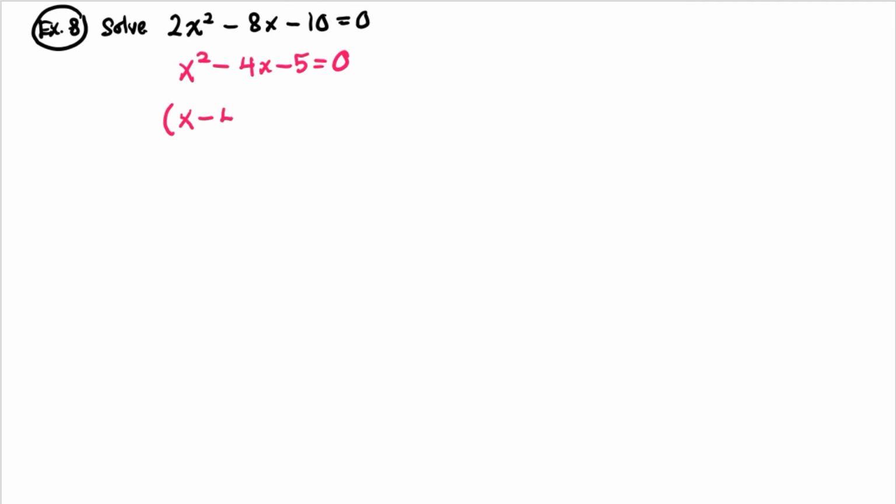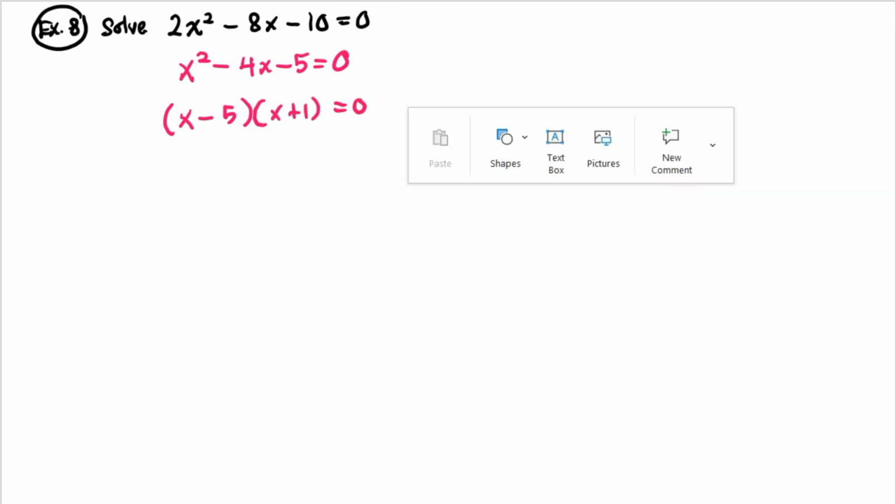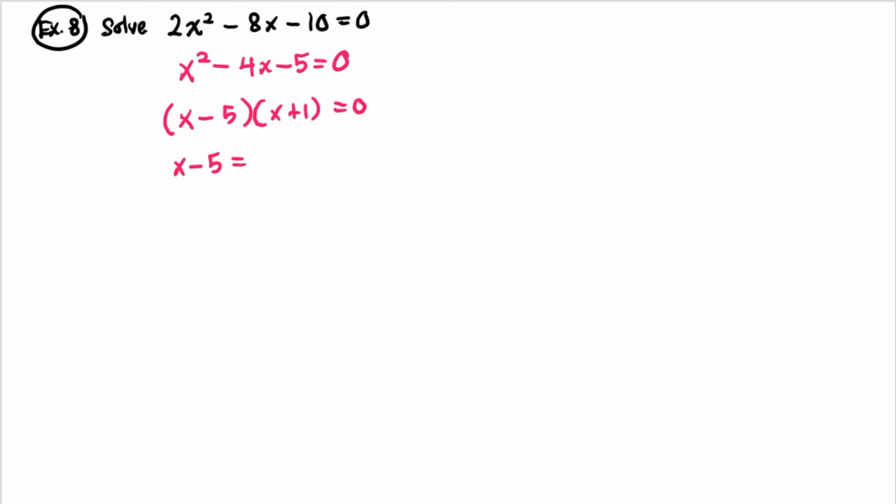Yes, you can factorize by multiplying, so this one will be minus 5 and this one is plus 1, equal to 0. Yes, negative 5x plus x gives negative 4x. All right, so we'll have x minus 5 equal to 0 and x plus 1 equal to 0, so you have x equal to 5, and another one, x equal to negative 1.